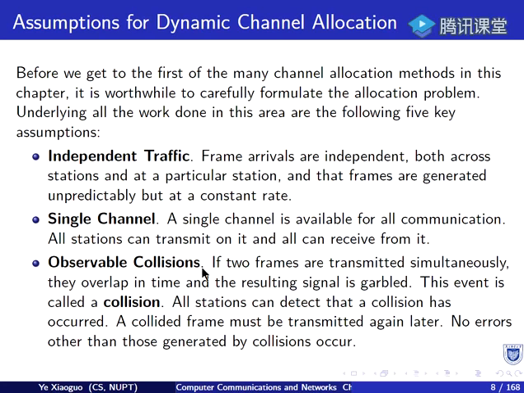For observable collision, assume 2 persons are talking with each other face to face. If they talk simultaneously at the same time, then there is a collision. Then one of the persons, or both, find that a collision has occurred, and they talk again. So collided frames can be transmitted again later.